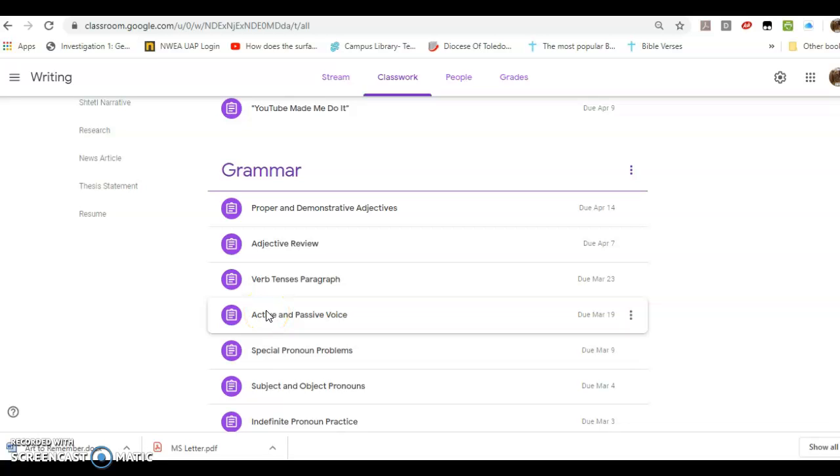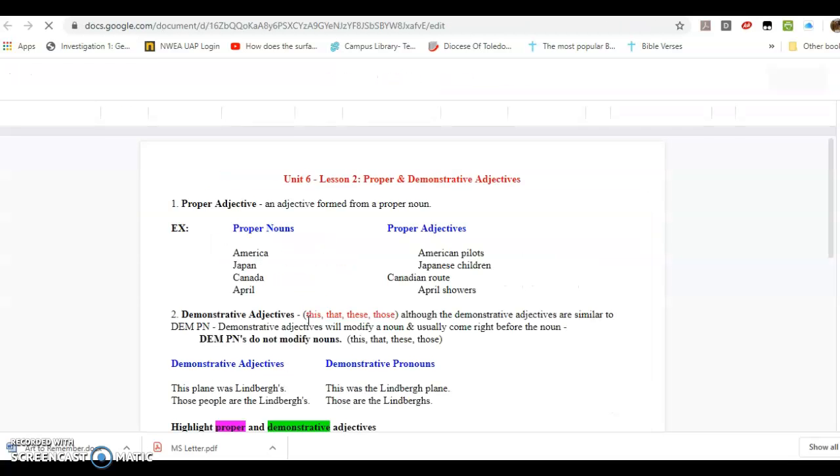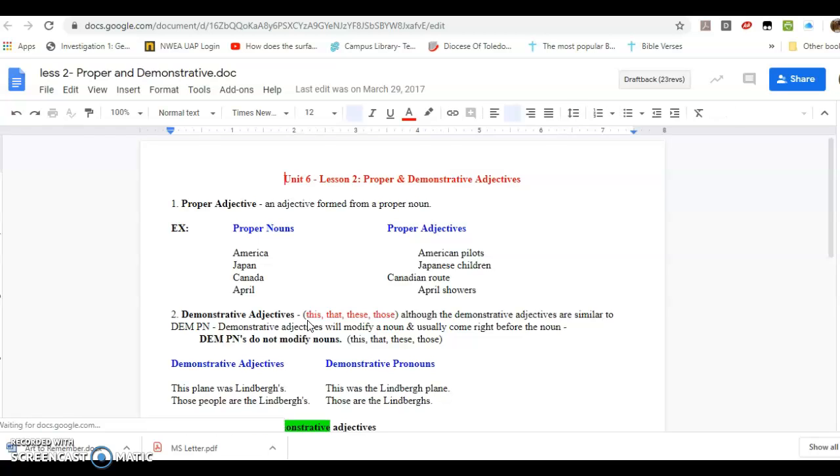All right, it seemed like many of you are having issues with this proper and demonstrative adjective assignment. So I want to give you a little bit of further instruction on it. When I went back and looked at the notes, I can see where some of you are struggling because in the examples here, they're including the noun it's describing with the proper adjective. The word American here is the proper adjective. Pilots is the noun it's describing. That's what makes the word American an adjective. So when I ask you to identify the proper adjective, only the word American should be highlighted or underlined.